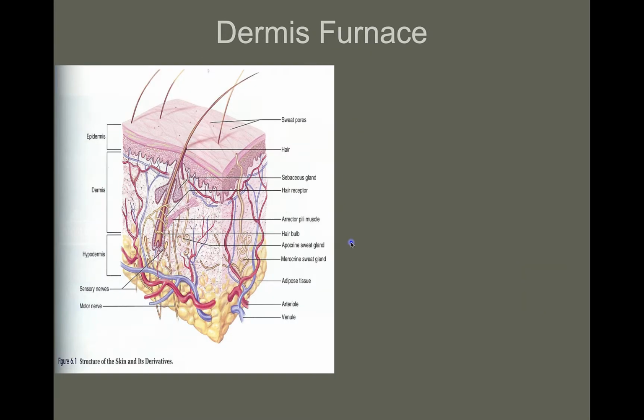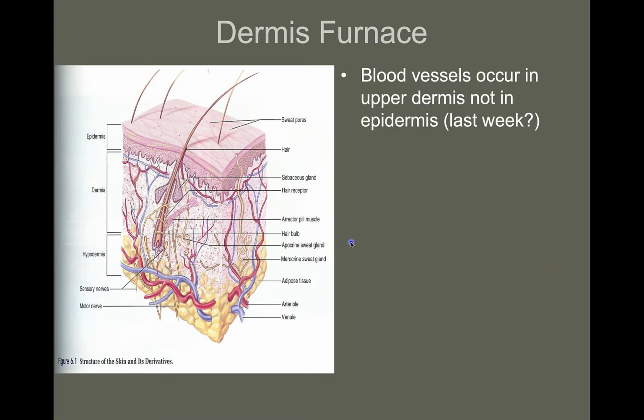Now, I like to call this part of thermoregulation the Dermis Furnace, right? A furnace responds to hot and cold temperatures in your house. If you get too hot, it kicks on and you're going to cool off the house. If it gets too cold, your heater's going to kick on and warm up the house. So we said there are not blood vessels up into our epidermis, but they exist in our dermis, and we can see that right over here.